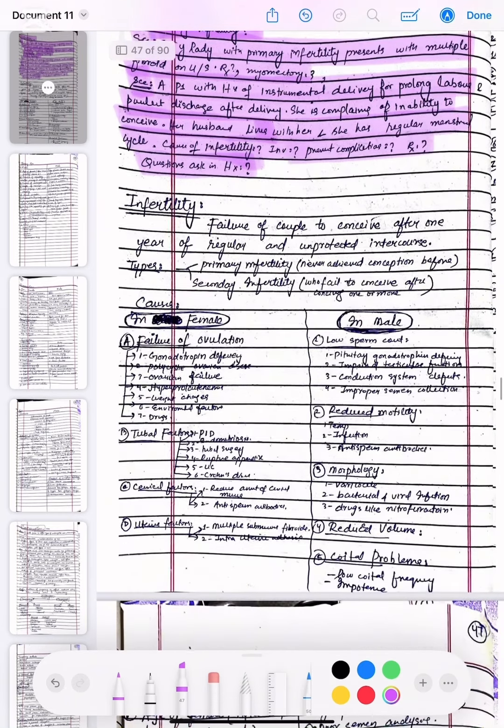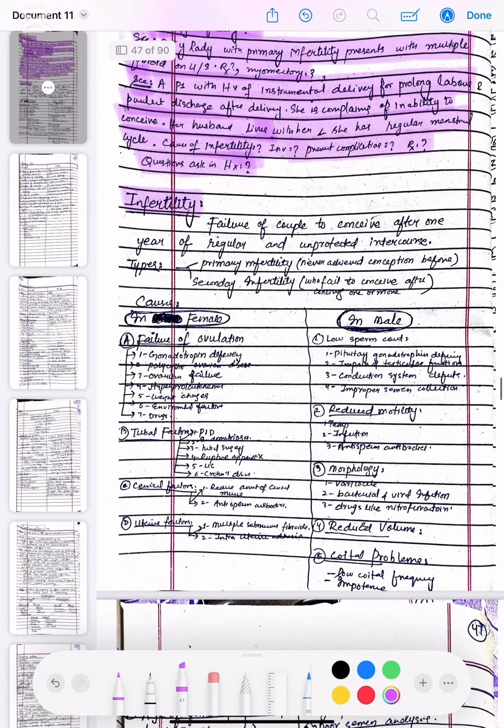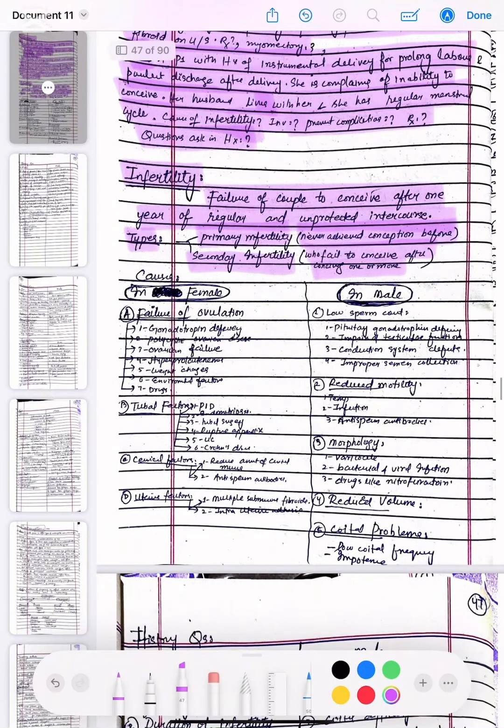So let's define what is infertility. It is the failure of a couple to conceive after 1 year of regular and unprotected intercourse. The types are primary infertility, in which conception has never been achieved before, and secondary infertility, in which the couple failed to conceive after conceiving one or more times. Now the causes of infertility are both female causes and male causes.